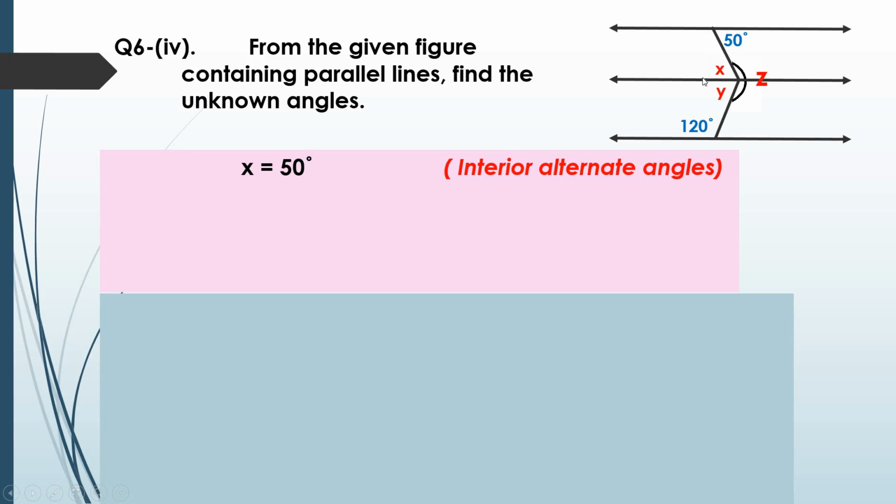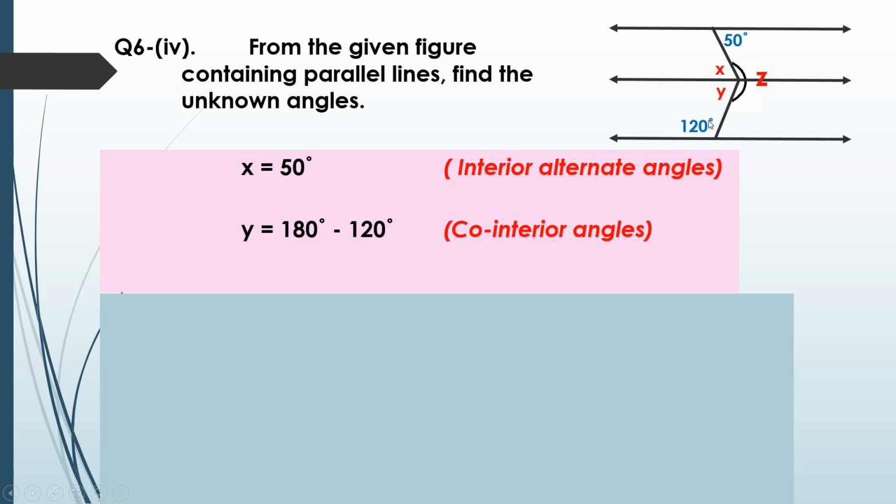Why? Because if we consider these two parallel lines, this line is a transversal, as a result of which X and 50 degree are a pair of interior alternate angles, and according to the property of parallel lines, interior alternate angles are equal to each other. Therefore X is equal to 50 degree, and in the bracket we will write interior alternate angles. The same way, from the second pair of parallel lines, this and this lines are parallel and this line is transversal.